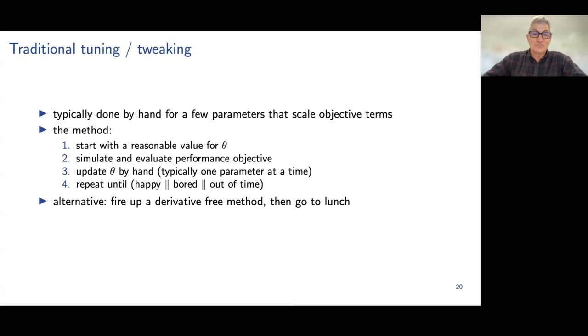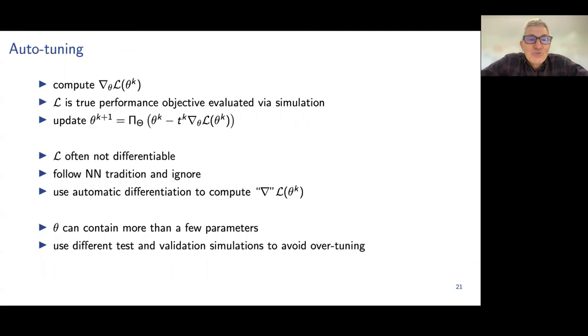Now you also have auto-tuning. Auto-tuning is also not exactly a new idea. It goes back to basically the beginnings of calculus, right? But it's become kind of popular in the last 10 years. So what you do is this script L is your true performance objective, evaluated via simulation. And you update theta, you update the parameter values, for example by doing a gradient step in the parameters, right? So that's what you do. And you'd project that back onto the set here, right?